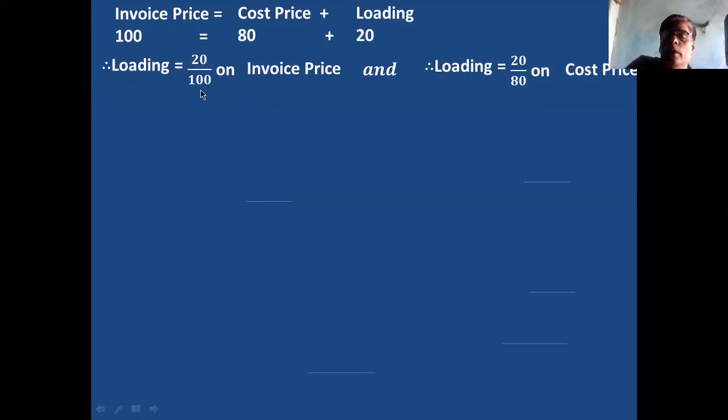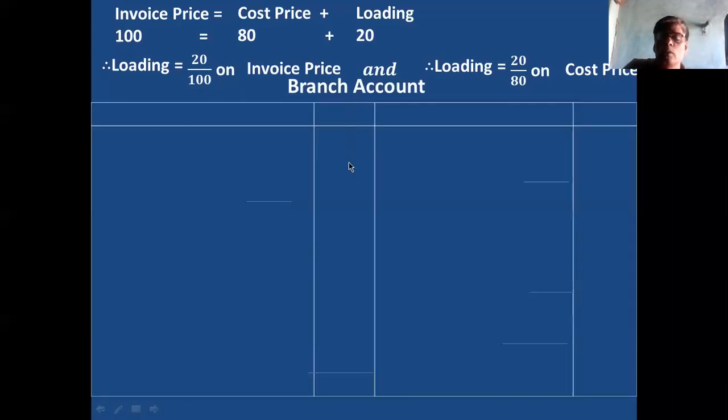Loading is 1 by 5. Remember this on invoice price. Branch account I will prepare.